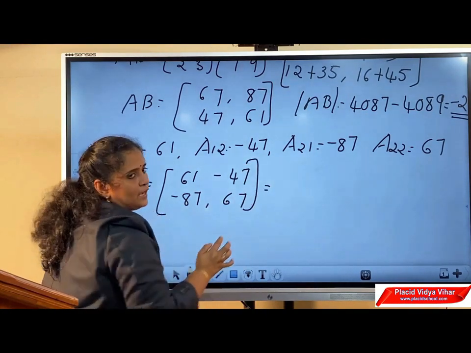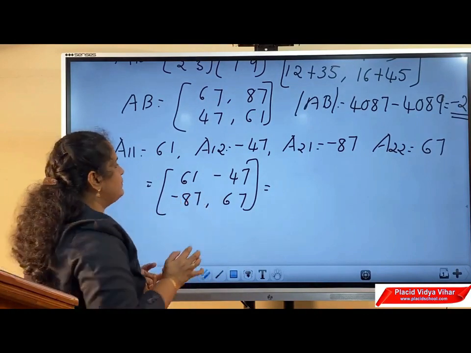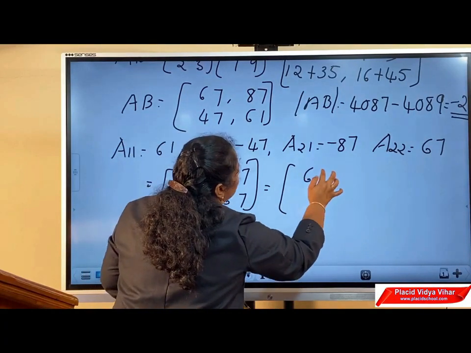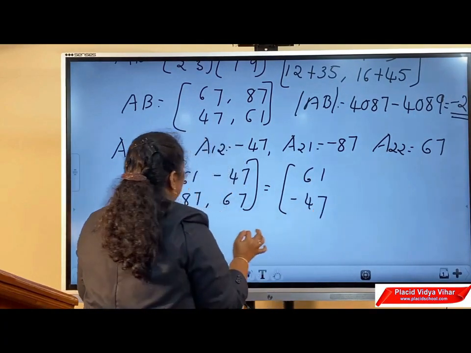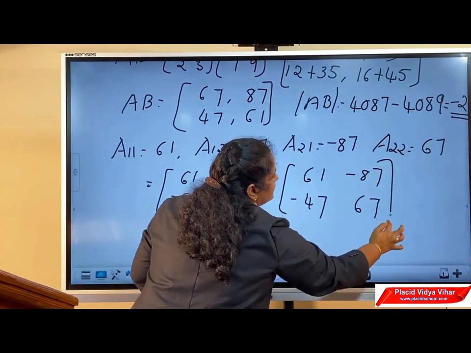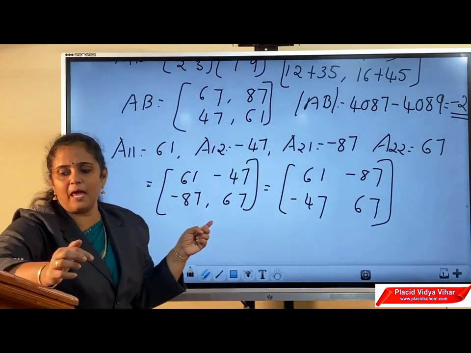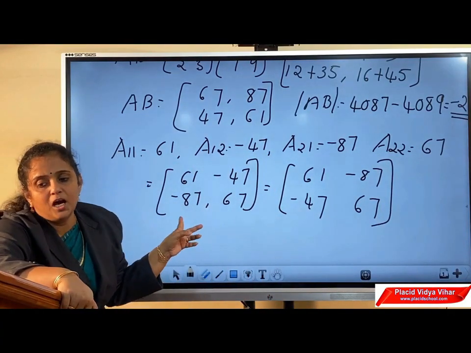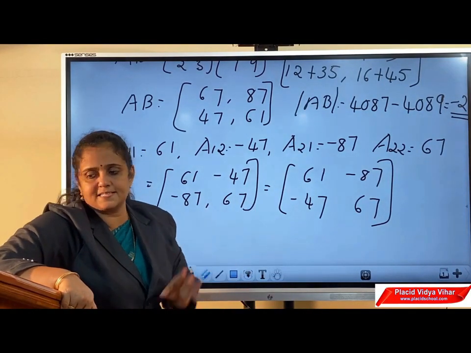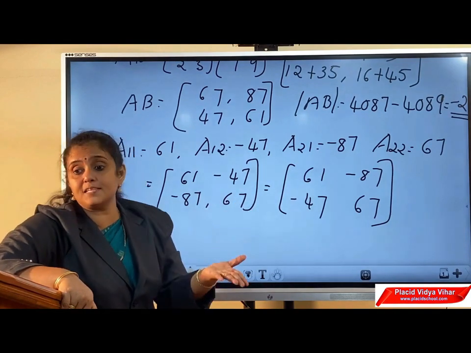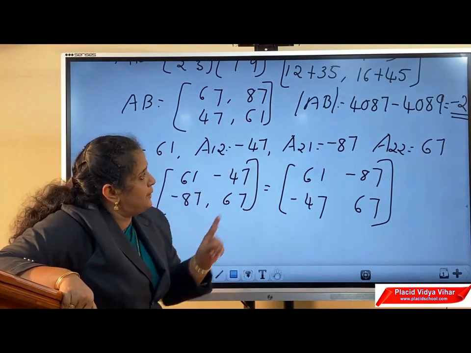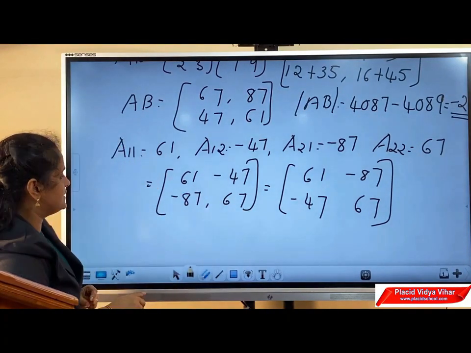The adjoint of AB is equal to the transpose of the given matrix, interchanging rows and columns, that is 61, minus 47, minus 87, 67. The adjoint of AB is equal to, then we got the answer, 61, minus 87, minus 47, 67. Then AB inverse is equal to the adjoint of AB divided by the determinant of AB. The determinant of AB, we got the answer, that is minus 2.